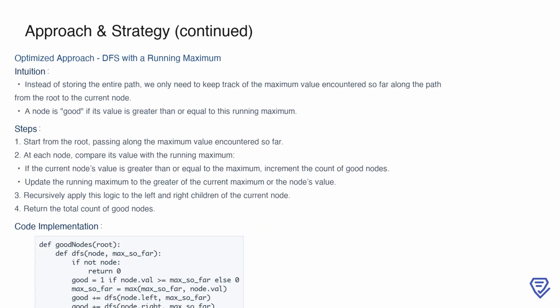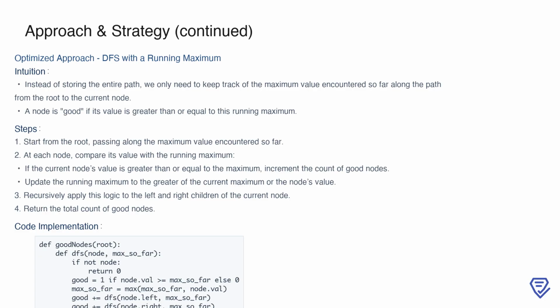A more efficient approach to solving this problem is to use depth-first search with a running maximum. The key insight here is that we don't need to store the entire path from the root to a node. Instead, we can simply keep track of the maximum value encountered so far along the path. A node is considered good if its value is greater than or equal to this running maximum.